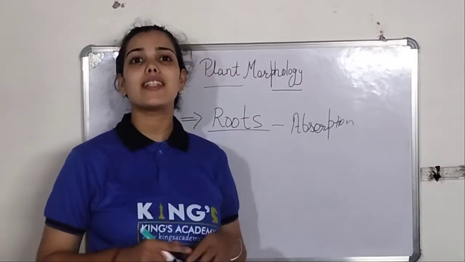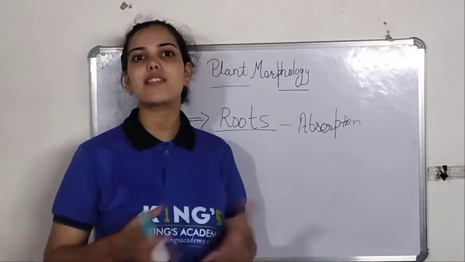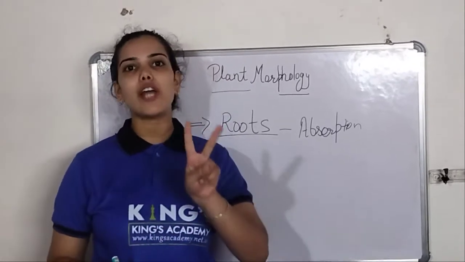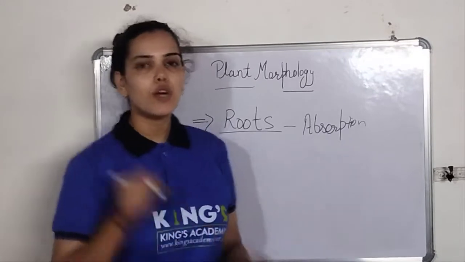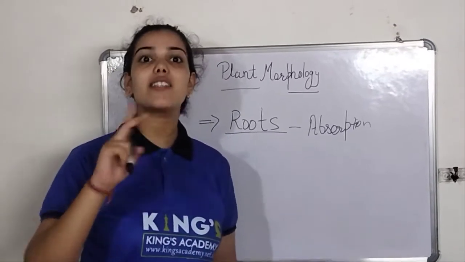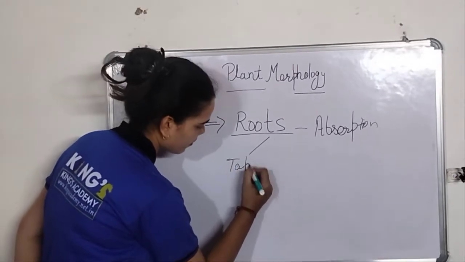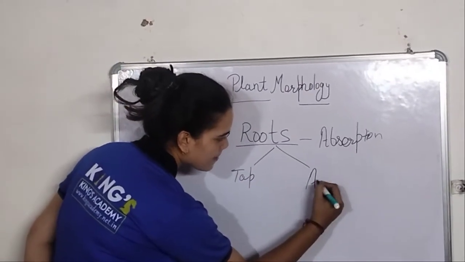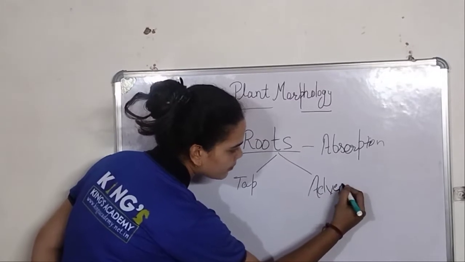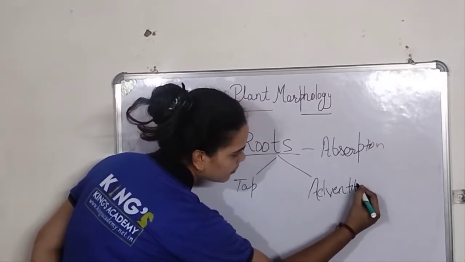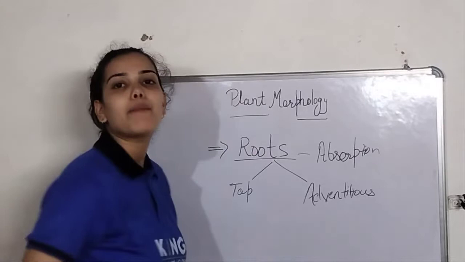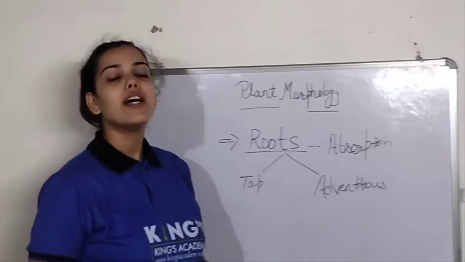Now the question arises, how many types of roots exist? So basically there are two types of roots that exist. One is taproot and another one is adventitious roots. Taproots and adventitious roots, right?